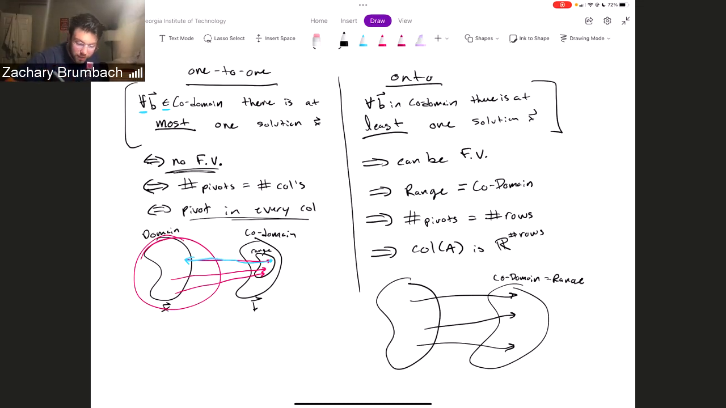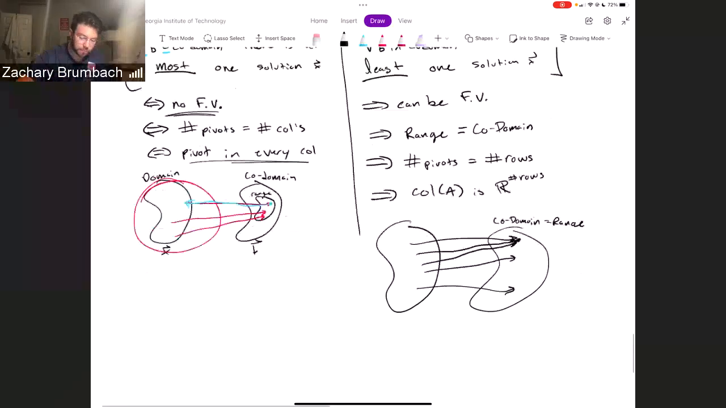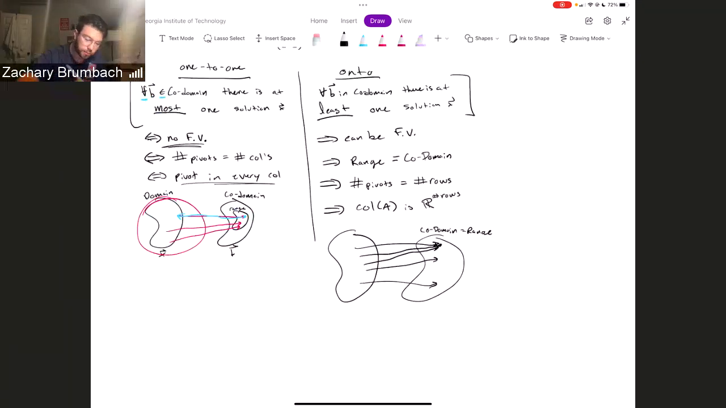One thing to note, though, is there might be multiple x's that map to the same B, okay? That's tricky. So in this case, we can't go back, but we know this whole space is filled, okay? So the codomain is just the space we're moving to. So it's like the dimension of B or the number of rows, R to the number of rows. Okay. Any questions about these two as is, right? So this just means pivot in every row. That's how you check, okay? This is the main way to check this one.